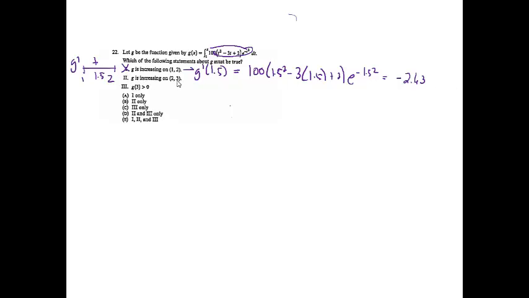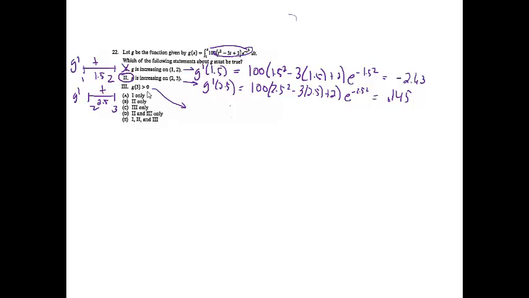Okay, this next one says g is increasing on 2 to 3, which would mean g prime between 2 and 3 should be positive, which means if I pick a value somewhere between 2 and 3, I'm going to pick 2.5 and find g prime, it should give me a positive answer. So we're going to try this again. Again, the derivative of the integral is just the function, so I'm going to get 100 times 2.5 squared minus 3 times 2.5 plus 2 times e to the negative 2.5 squared, and when I figure that out, I get 0.145, and so it is true, I got a positive value, so g is increasing on that interval.